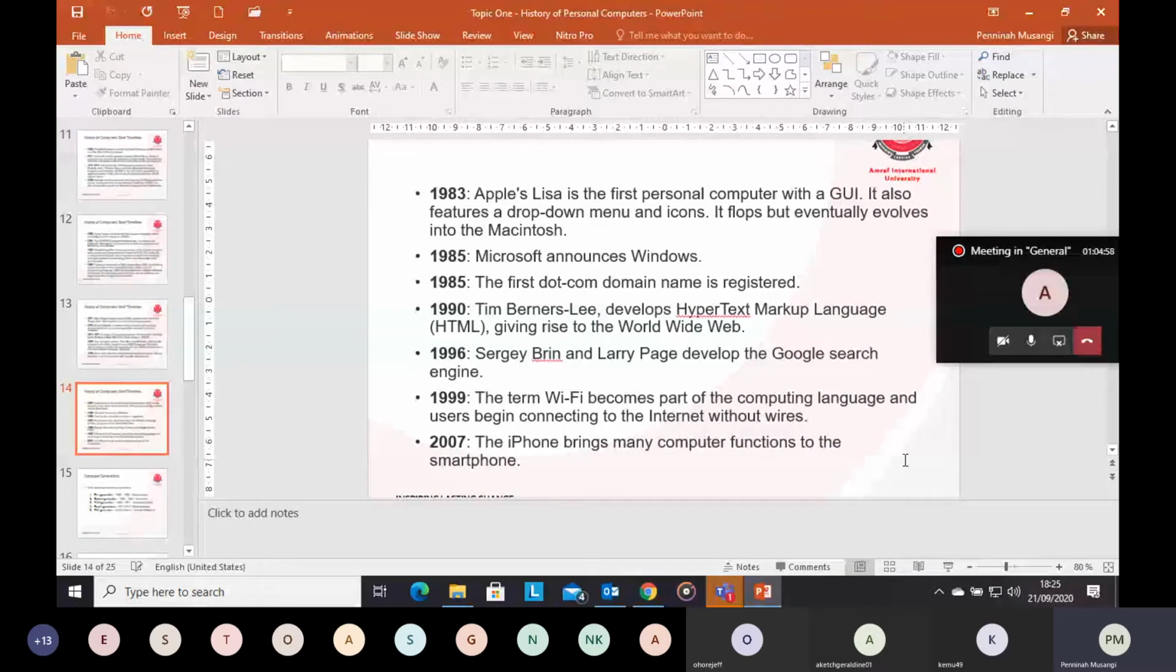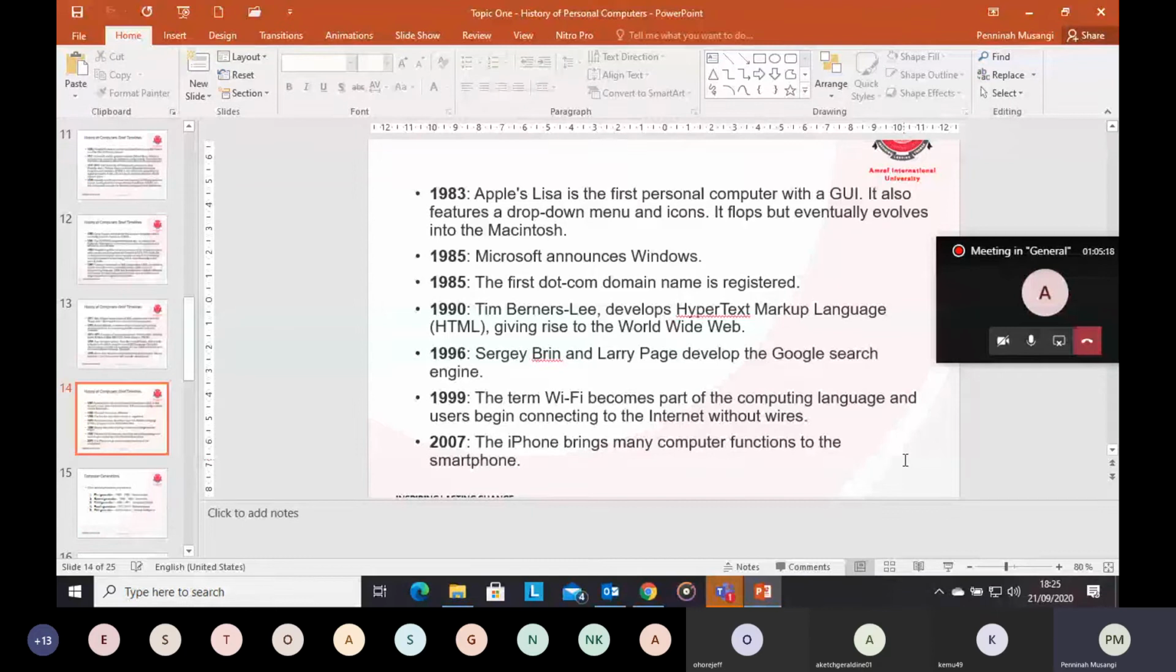Still in 1985, that is the first time the first .com domain name was registered, the way we say www.google.com. That is when the idea of .com domain names started. That's when the first one was registered.